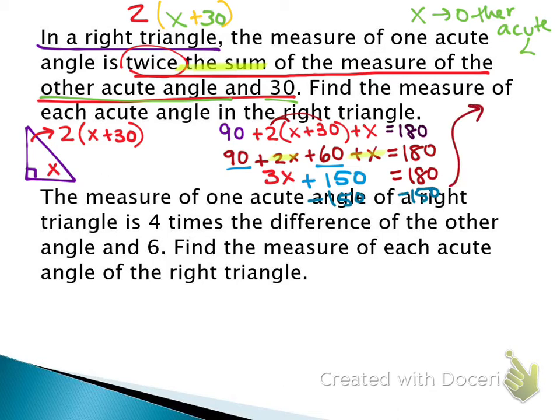Going to bring this up here. If we subtract 150 on both sides, on the left we have 3x. On the right, what is 180 minus 150? 30. So then x is 10. One of our angles was x, so we found one of our acute angles. To find the other, I recommend plugging it in just to make sure you're right.